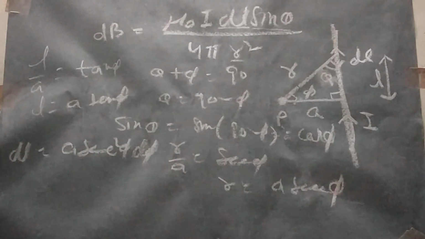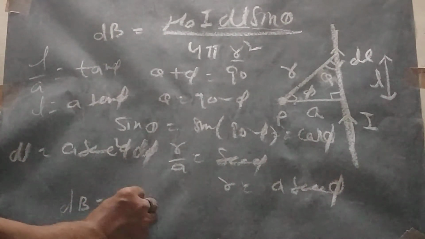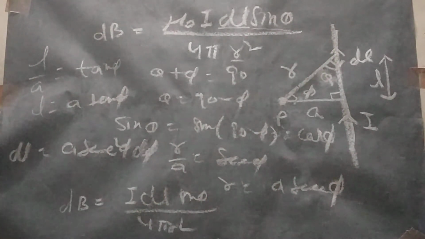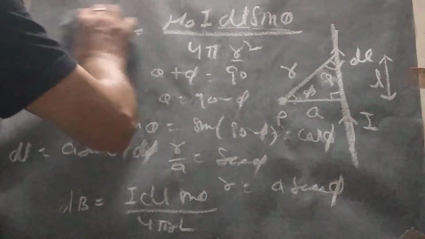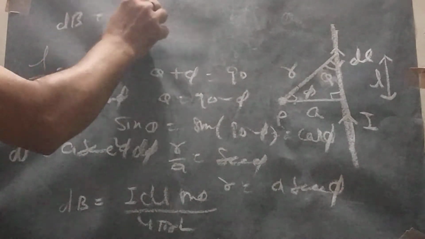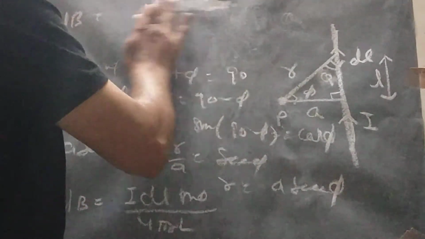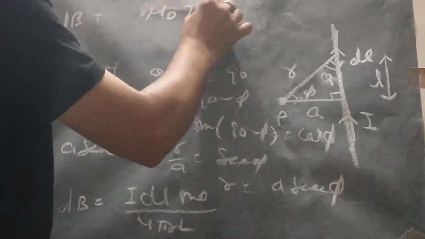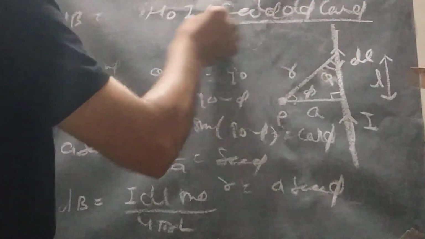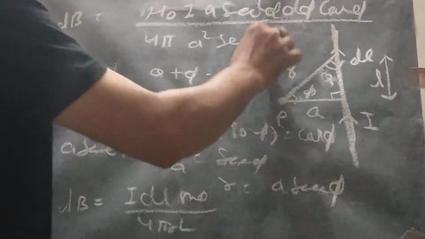And therefore, combining all these by putting the values in this expression, we have dB equals mu naught I dl sin theta upon 4 pi r square, which implies dB equals mu naught I into a secant square phi d phi, sin theta is cos phi, upon 4 pi. r is a secant phi, therefore r square is a square secant square phi.